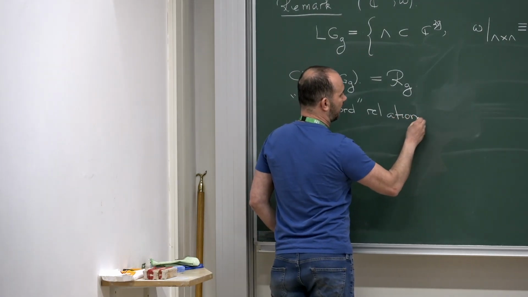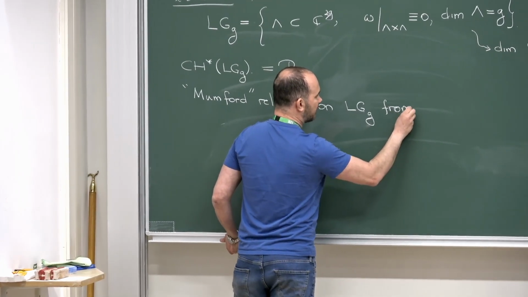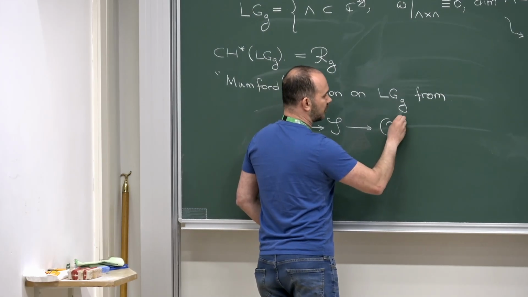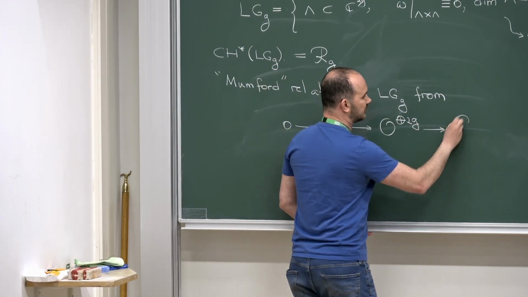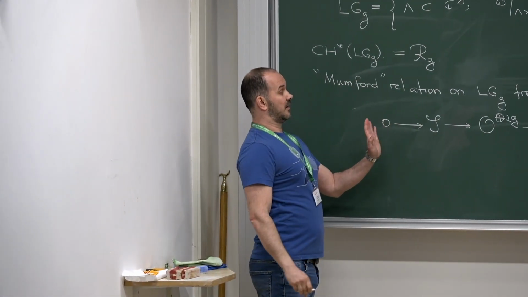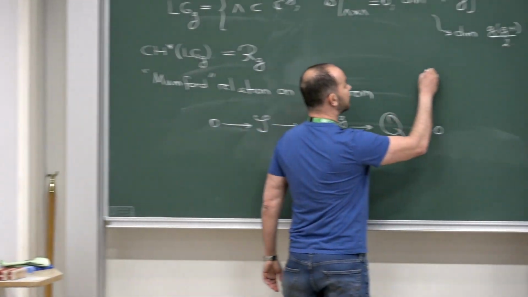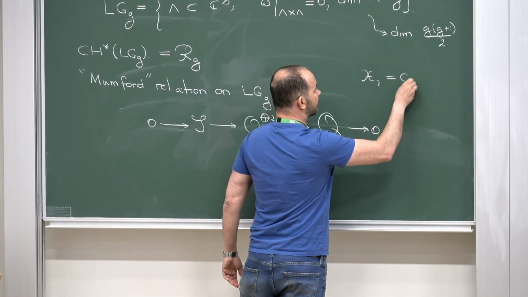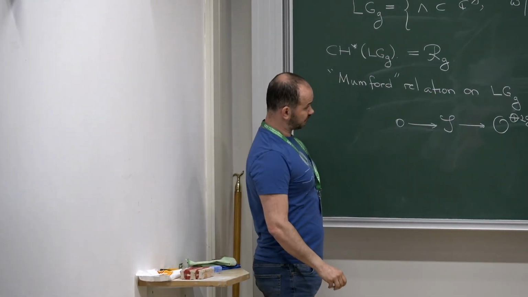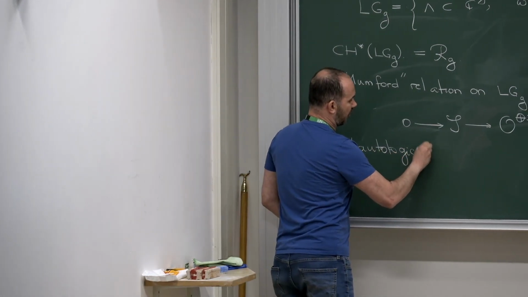The Mumford relation appears on LGg from the exact sequence 0 to S to O to the power 2g to Q to 0. This is the universal sequence of the Lagrangian Grassmannian, and the x's will be the Chern classes of, you have to make some choices, let me make my choice, the dual of the tautological subbundle. So this is the tautological sequence on LGg.